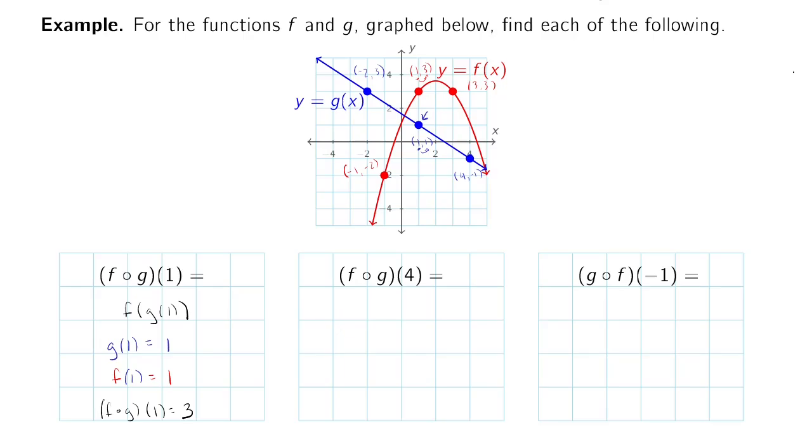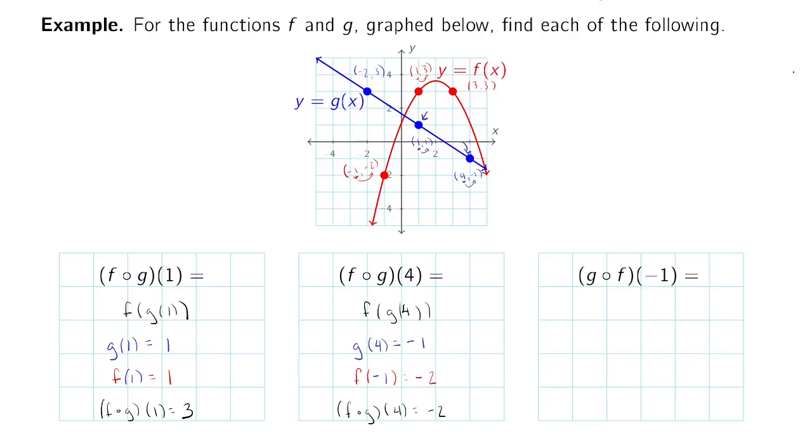f composed with g of 4, that's f of g of 4. To take g of 4, well, this point has x coordinate 4. Its y coordinate is -1. So g of 4 is -1. Next, we'll take f of this -1. And this point has x coordinate -1. Its y coordinate is -2. So f composed with g of 4 is -2.